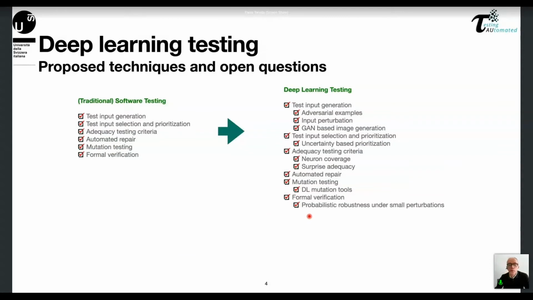So researchers propose new criteria like neuron coverage and surprise adequacy, that are, again, specific and peculiar to the deep learning domain. So that's good. I think a lot of very interesting research has been published recently in deep learning testing. We made a lot of progress, I think, and it's really an exploding field.